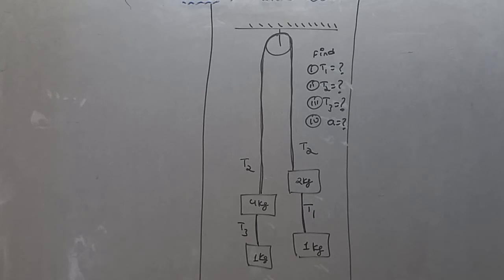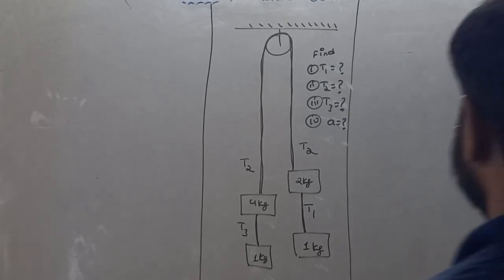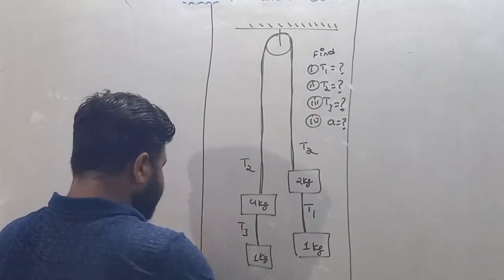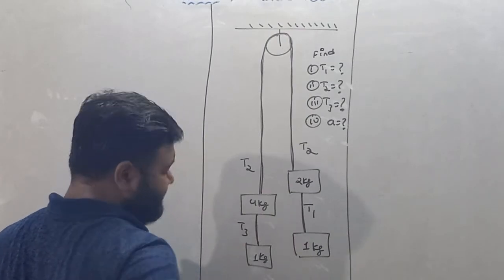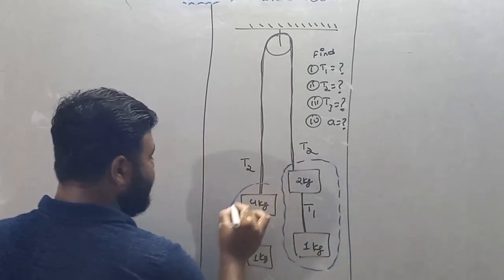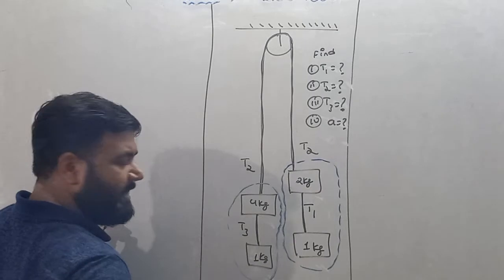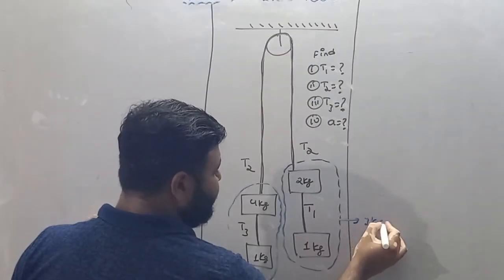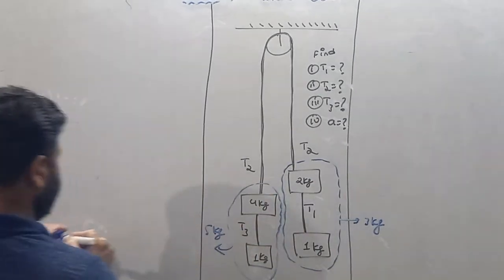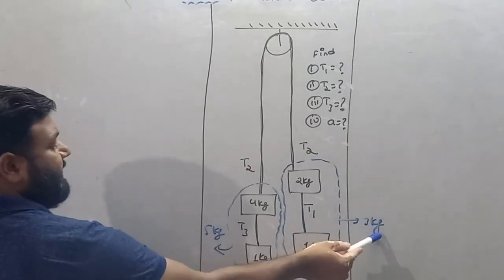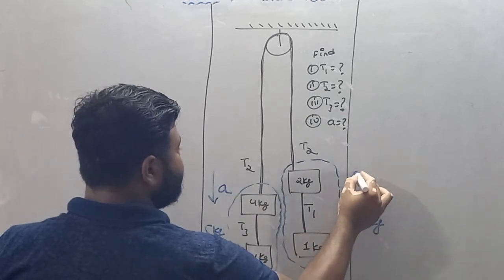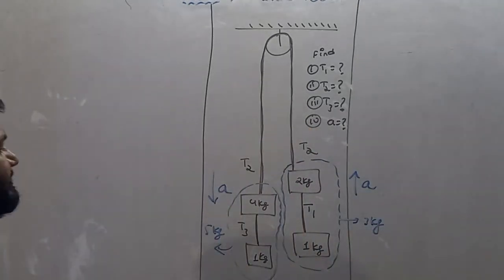The acceleration formula is mass of bigger block minus mass of smaller block into g upon mass of bigger block plus mass of smaller block. First you have to consider both the masses to be a single mass. So these two masses are considered a single mass, and these two masses are also considered a single mass. So on this side total mass is 3 kg, and on this side total mass is 4 plus 1, it is 5 kg. So it is obvious that 5 is bigger than 3. So this system goes down with acceleration A, and this system goes up with acceleration A.